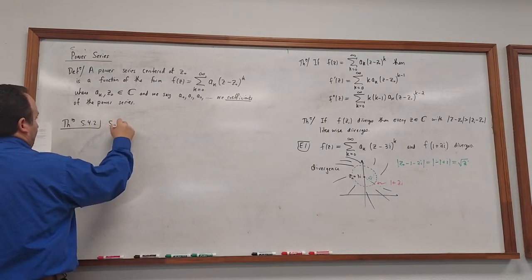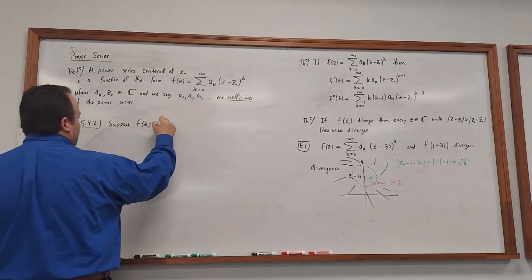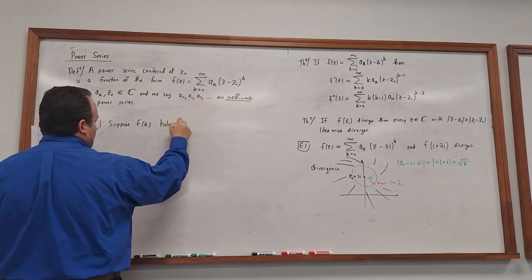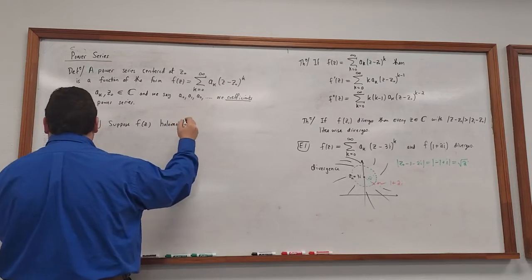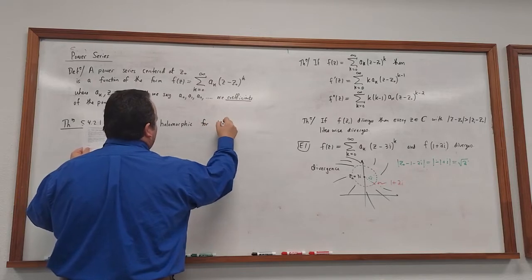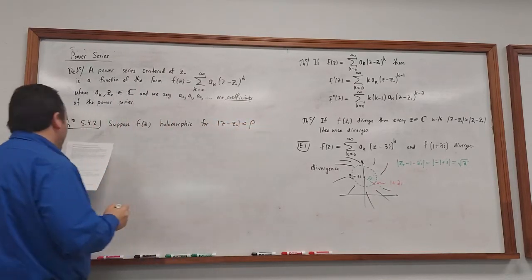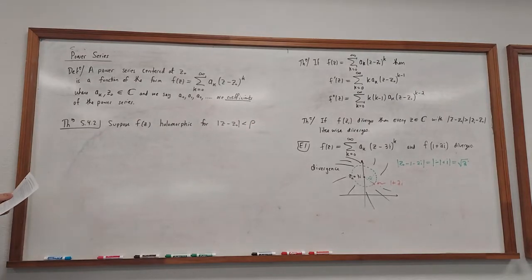Suppose f of z is holomorphic. What does that mean? Holomorphic meant complex differentiable, right? For z minus z naught less than rho. So on the disk of radius rho, centered at z naught, f of z is holomorphic, right?